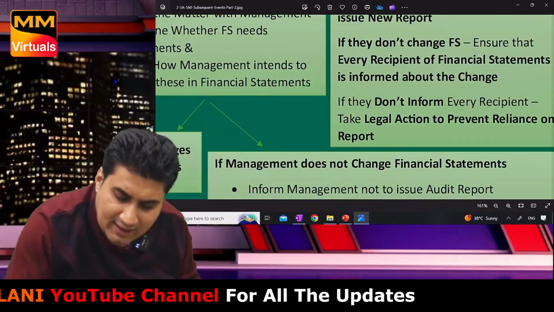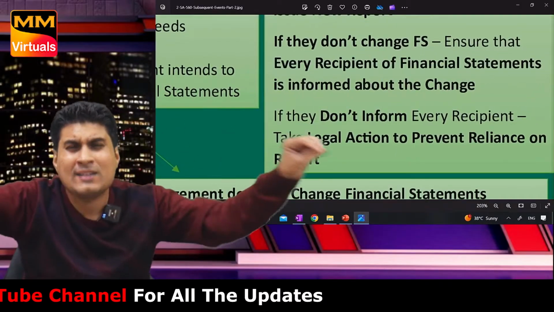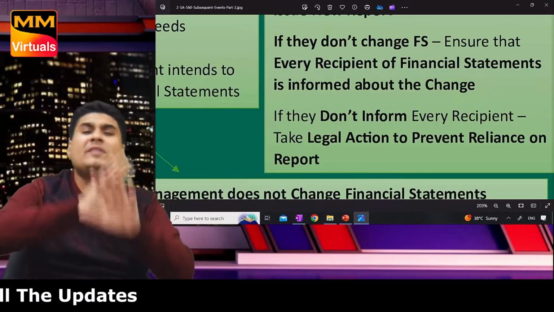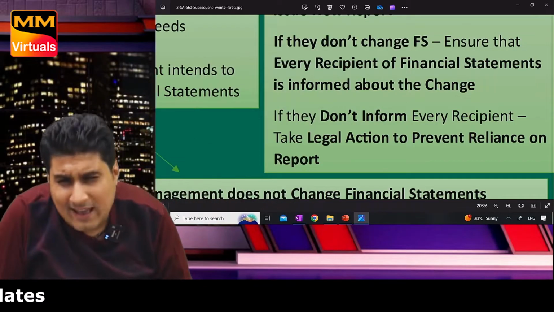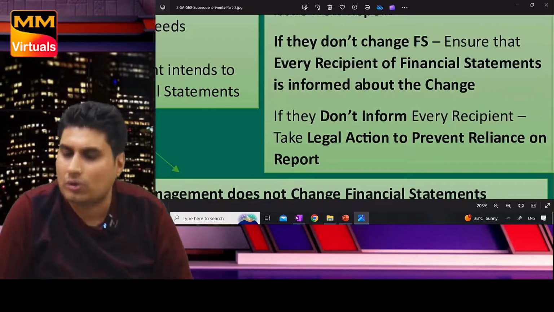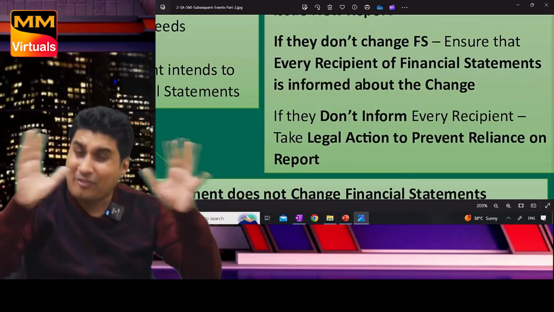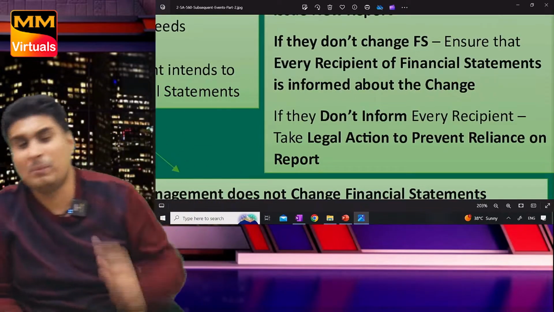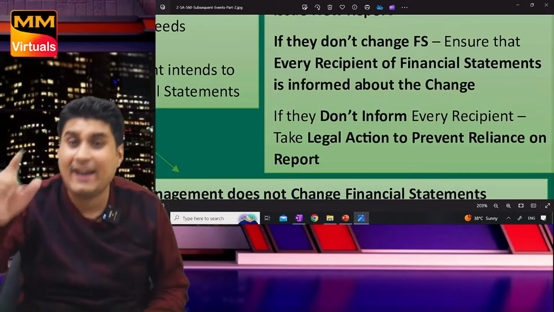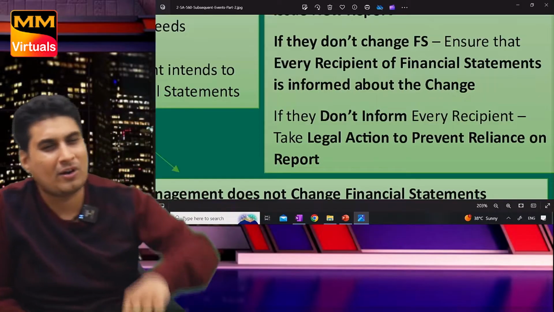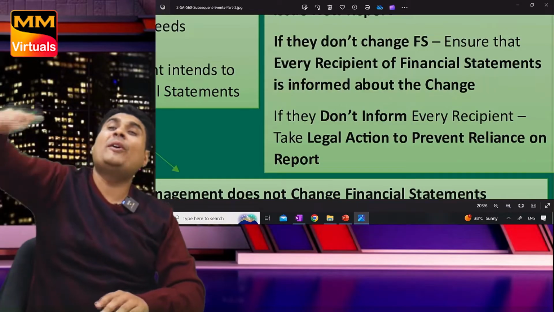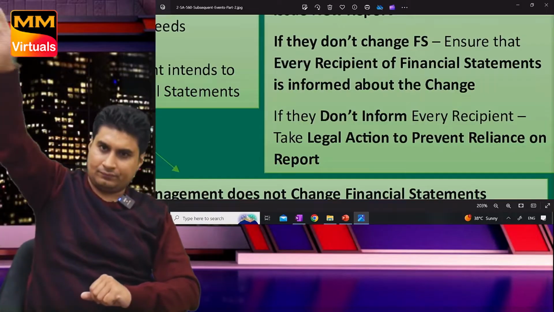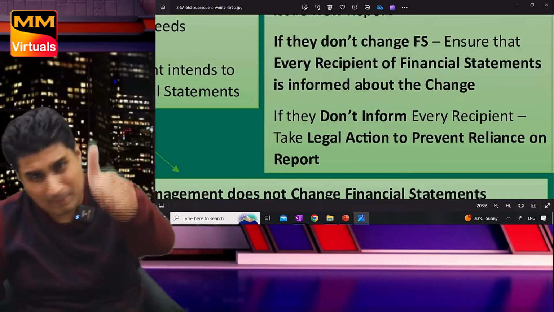If they don't change, then ensure that every recipient is informed about the change. Tell them, you are not changing, so inform everyone about the change. If they don't inform, then what to do? Take legal action to prevent reliance on the report. So your 3 situations are there. Wonderful essay, tricky essay, but I have explained it in the best way. Number one, events occurring after the balance sheet date but before the date of the auditor's report. Two, after the auditor's report but before it is circulated to members. Three, after the date of the auditor's report and after the report is circulated to the members. I hope it is clear.